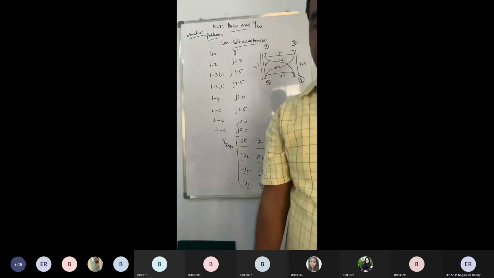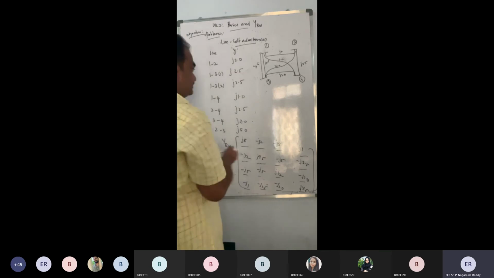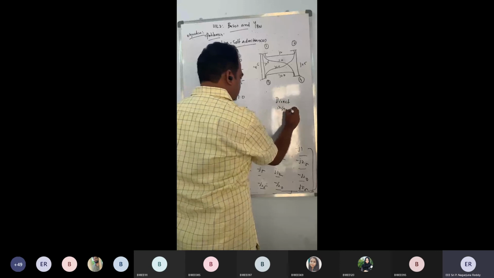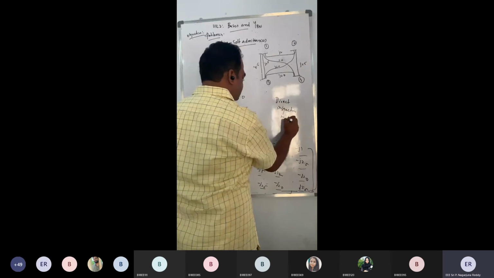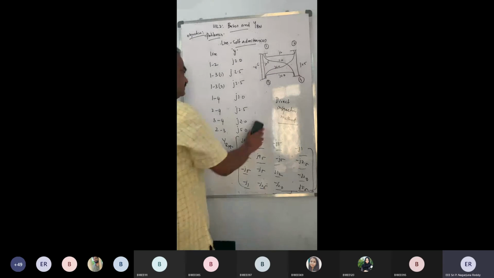Have you understood? So what have we learned today? We have discussed the types of buses and how Y bus is computed. And this method is called the direct inspection method. Do you remember? This is the easiest and simplest method. It has its own limitations. We will discuss that in our next class.